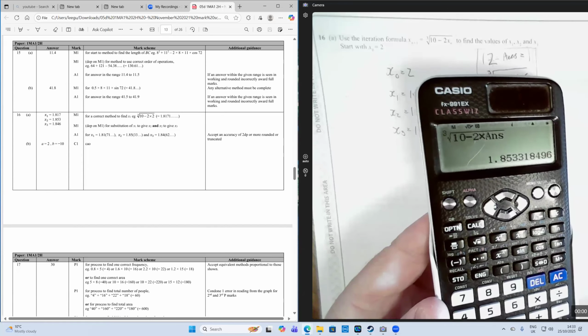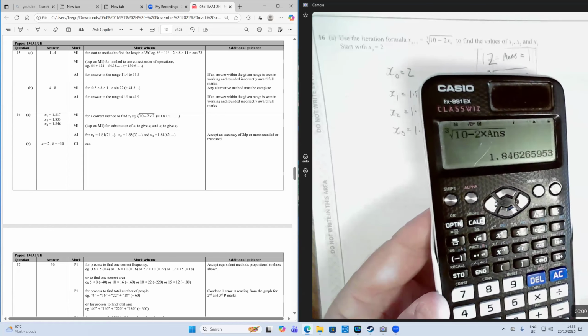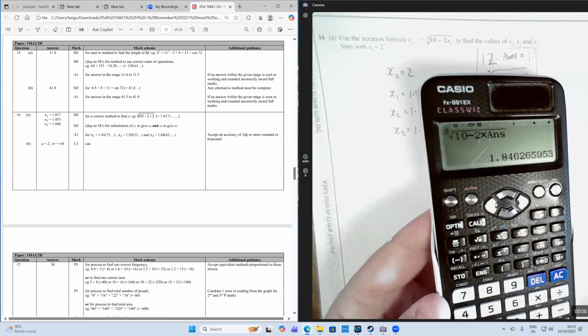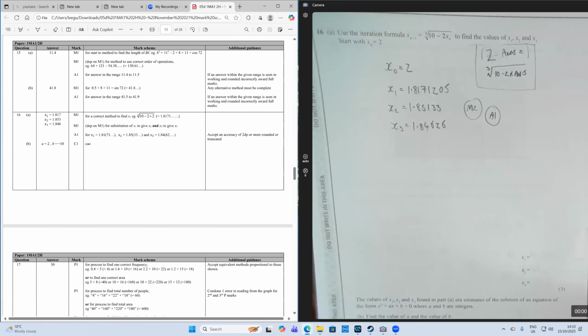1.8533. Okay, I now press equals one more time, and that is x3. So I end up with 1.844626. And then you just give them all to a suitable degree of accuracy. Does it say? No, it doesn't say. So just write down to whatever degree of accuracy you want, and that will be fine.